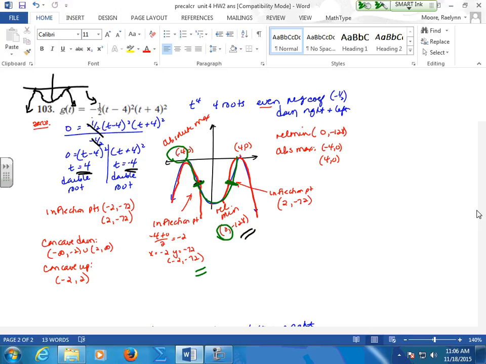Now, this one had symmetry across the y-axis. So if you found one inflection point, you can find the other one by using symmetry. This guy, is it an even or an odd function? Not depending on the exponent. Is it even or odd? If I have symmetry across my y-axis, am I an even function or an odd function?